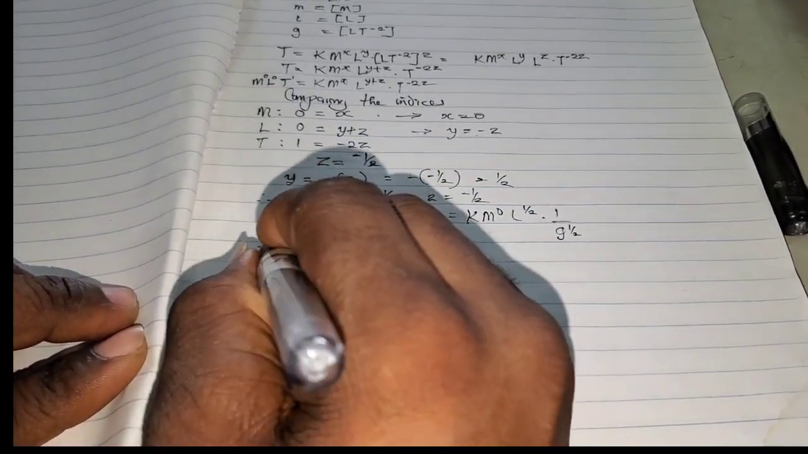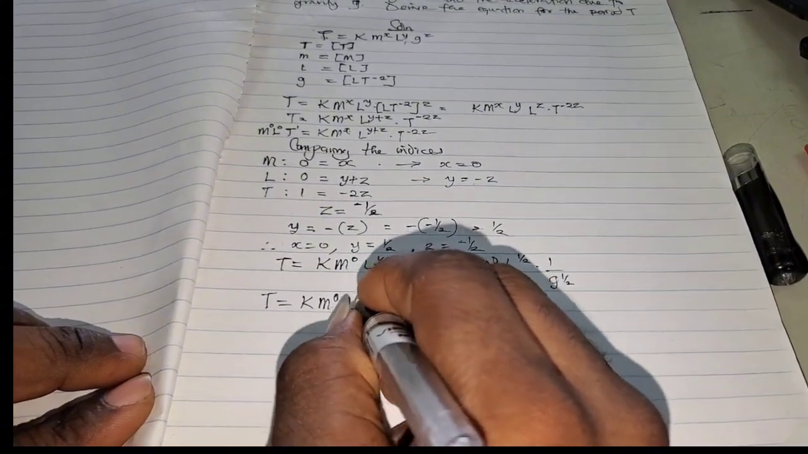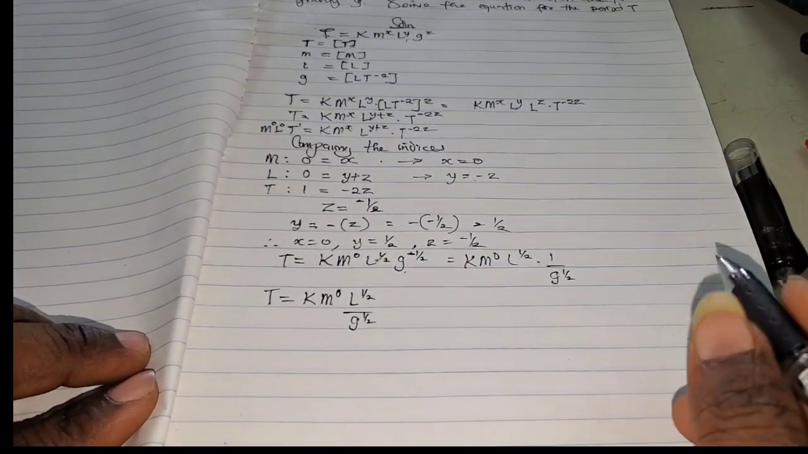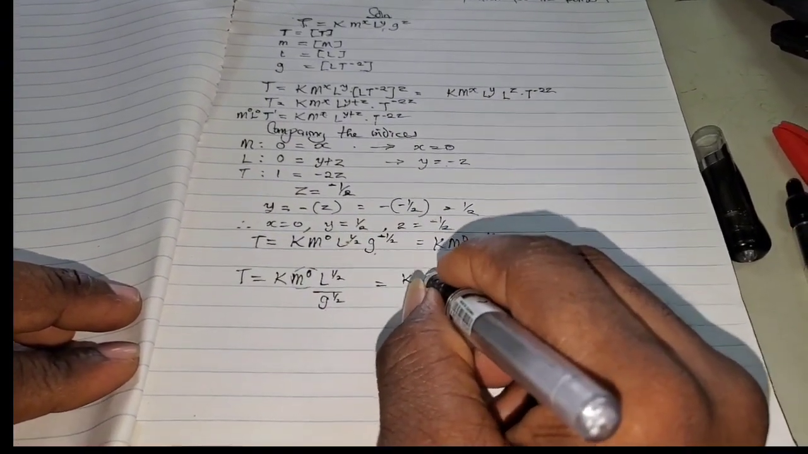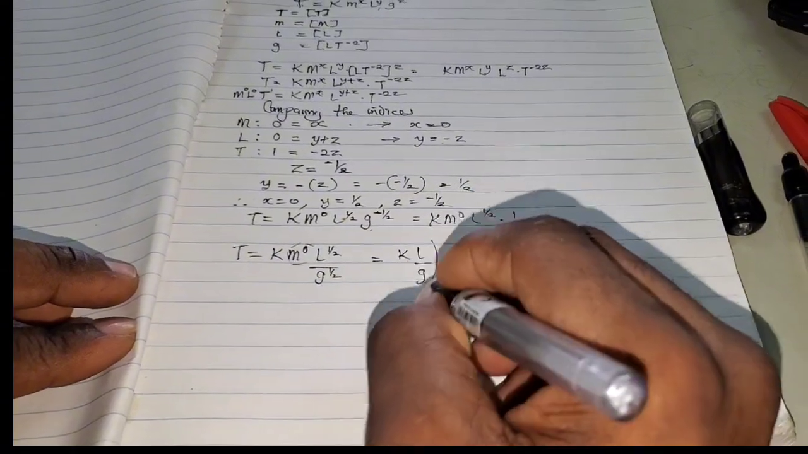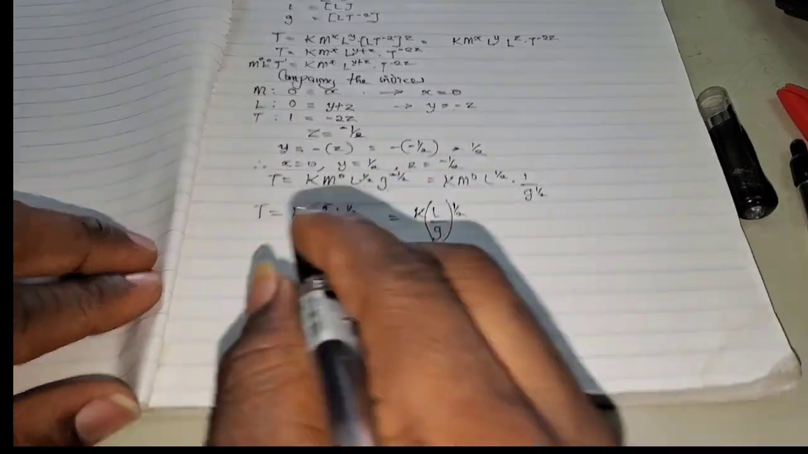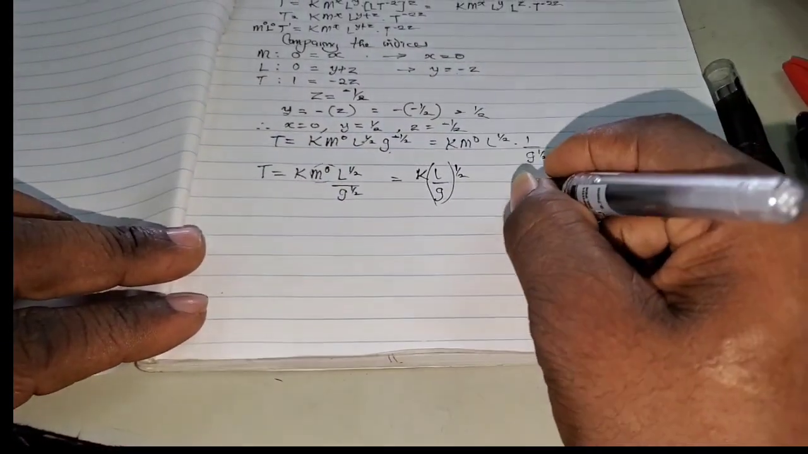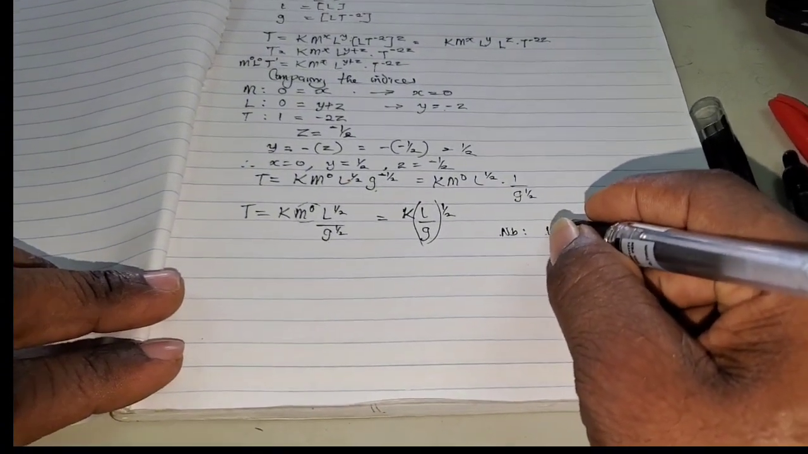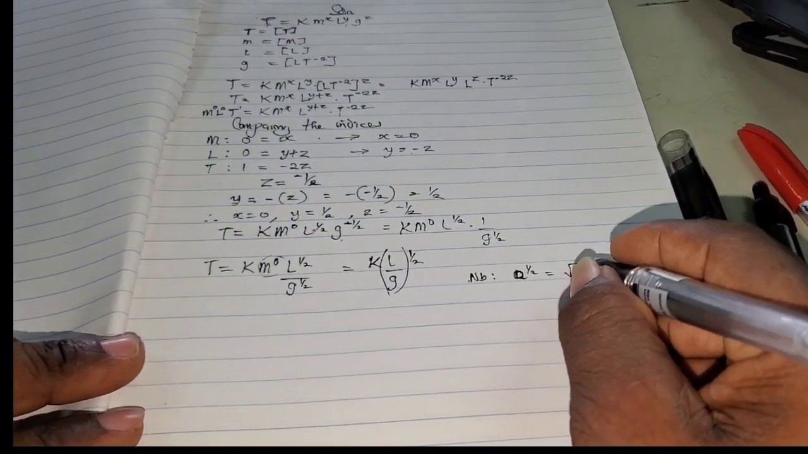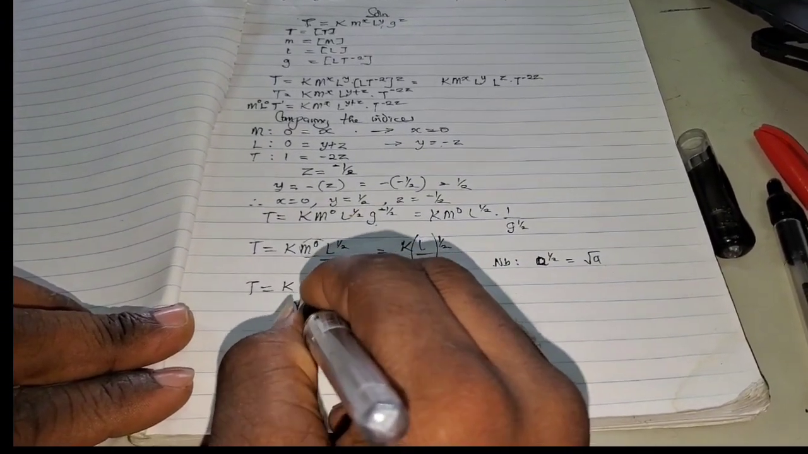Then I can combine them together and say T equals to k, M raised to power 0 is 1. So we have k times L over g, all raised to power half, using indices laws. Then from here, nota bene that a raised to power half is the same thing as square root of a. So T equals to k square root of L over g.